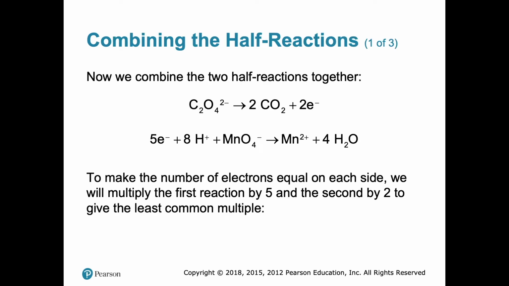Now we combine the two halves all together. We have this one here and this one here, and the thing that we have to do now is make it so that we have the same number of electrons on both sides. Because on this side we only have 2 electrons, and on this side we have 5 electrons. So what's the least common multiple for 5 and 2? 10, exactly. So you multiply everything up here by 5 to get that to 10 electrons, and then you multiply everything here by 2 to get that to 10 electrons.